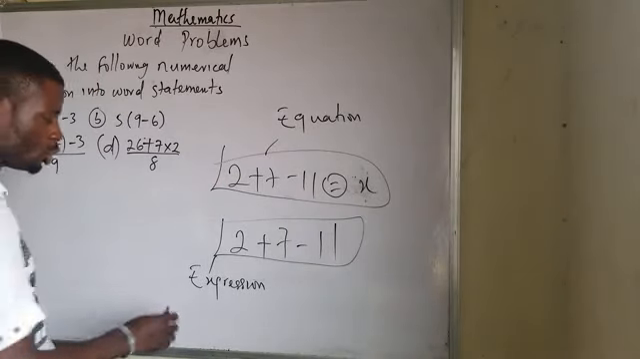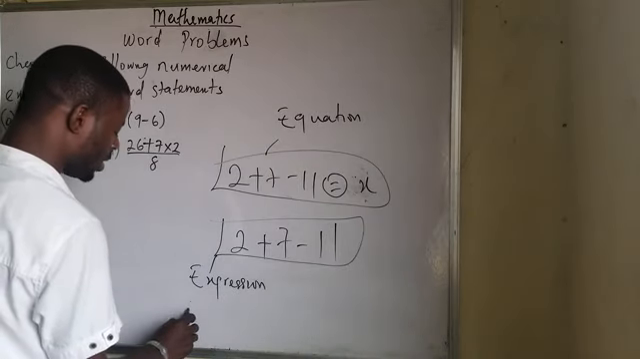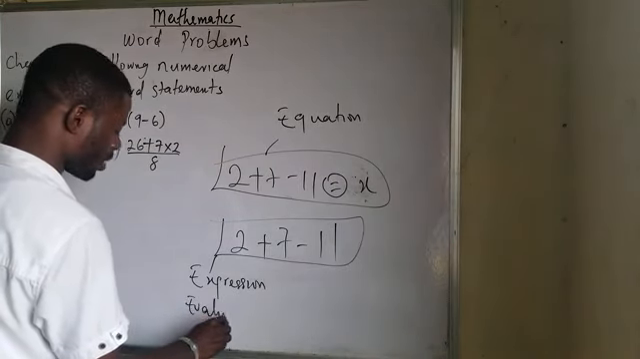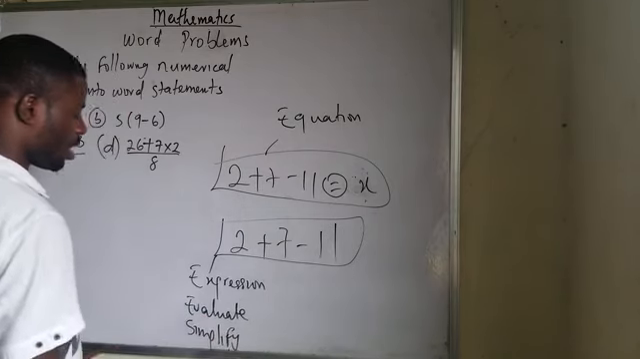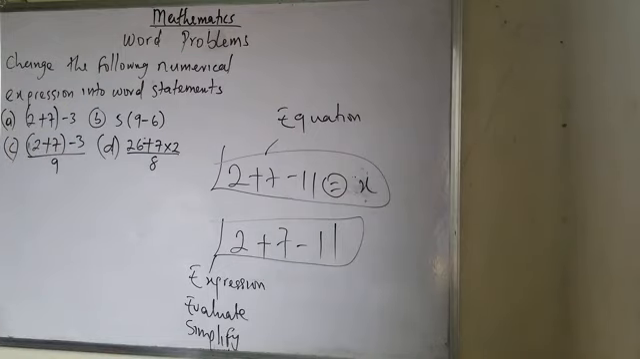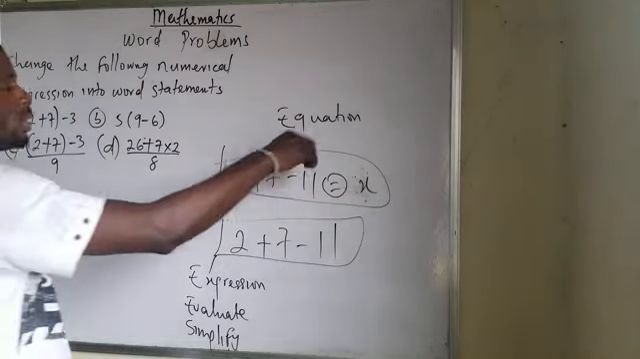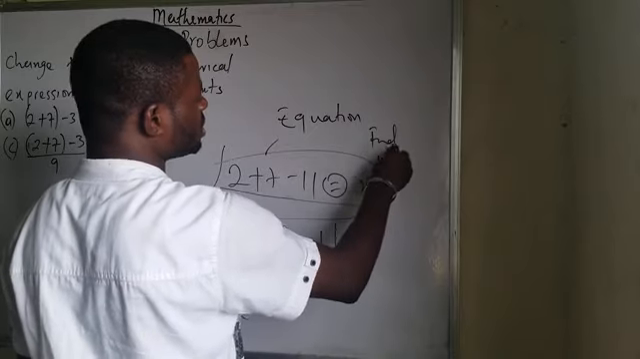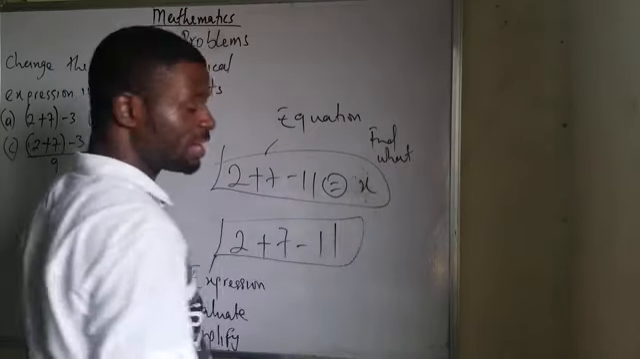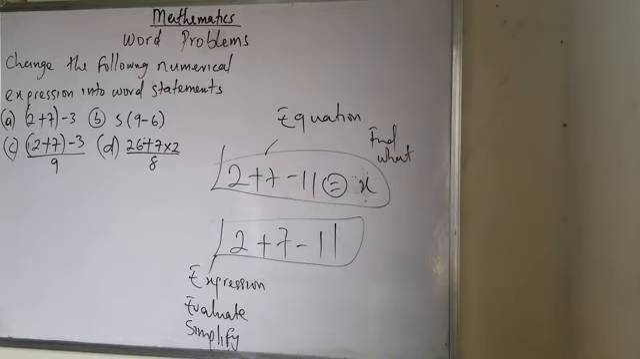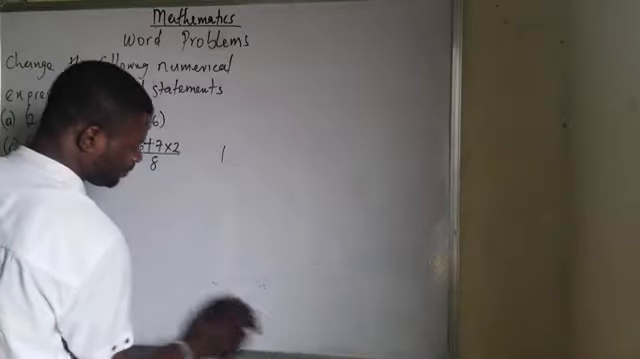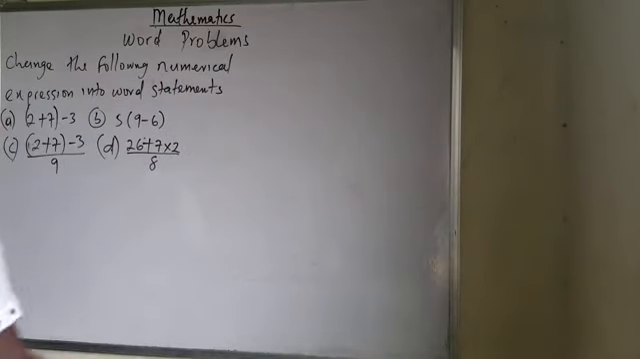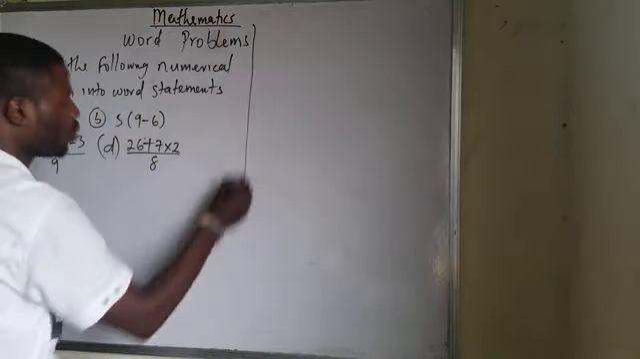Commonly, with an expression you'll be using words like evaluate, simplify, enumerate, and so on and so forth. While with an equation, you'll be using the word find. What is the value? Find the value, and so on. I'm just trying to break it down so that you'll be able to understand the introduction part of this class. Now, I want to use this problem so that you can see how it will come up in terms of word problem.